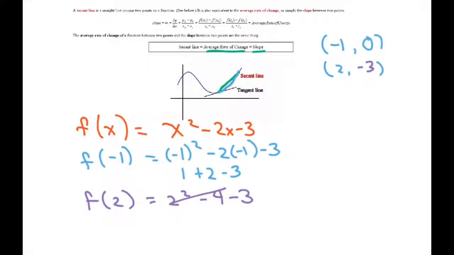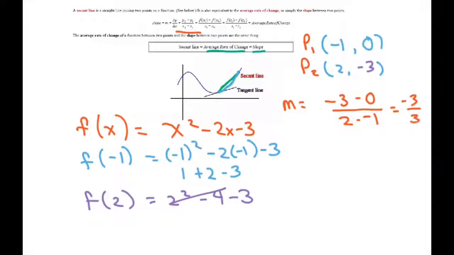Now all we have to do is find the slope, since we have our point 1 and our point 2 right here. And we'll just do -3 minus 0 divided by 2 minus a -1. So that gives you -3 divided by 3. So our slope is -1. Now write the equation of the secant line.